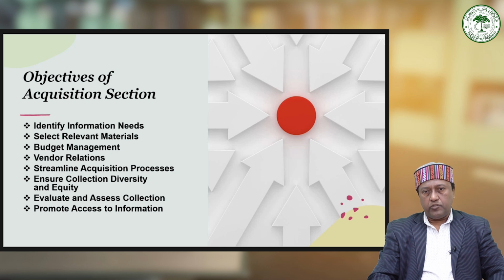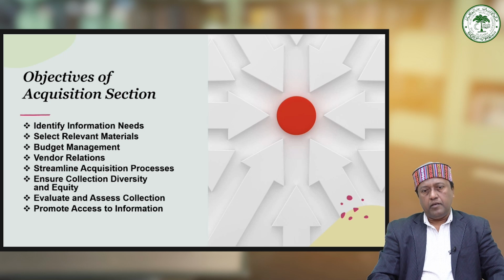The next important objective is to evaluate and assess the collection. Regular evaluation is very important here. Evaluation and assessment of the library's collection are necessary to ensure its continued relevance and effectiveness. The acquisition section must gather feedback from users, analyze usage statistics, and assess the quality and currency of materials to make informed decisions about collection development.